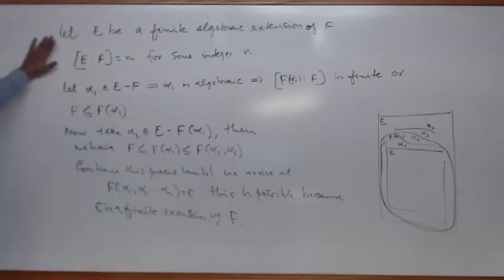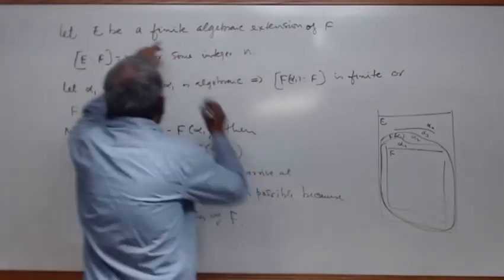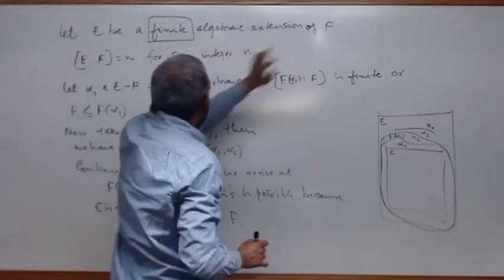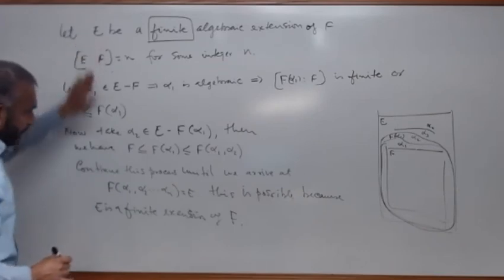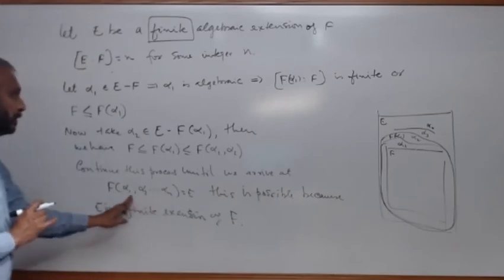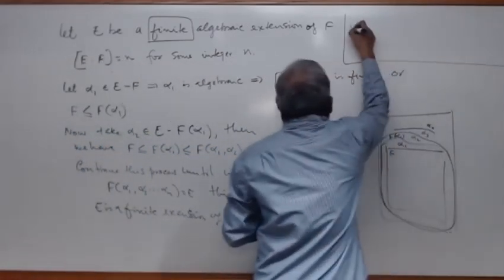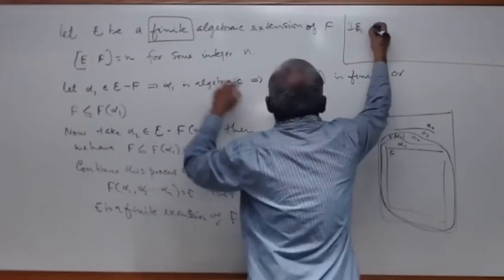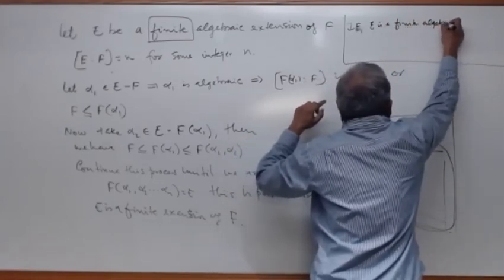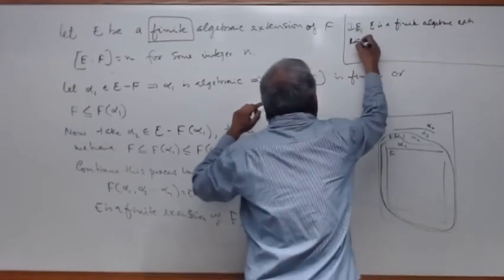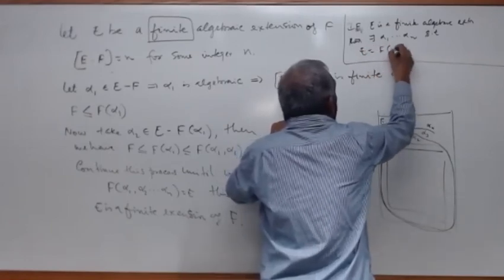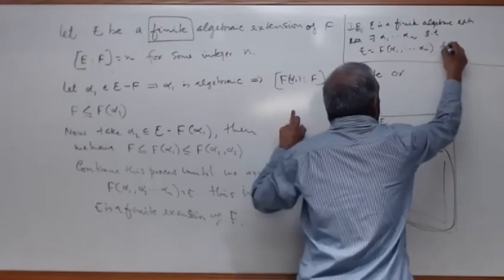So what does that mean? That means if E is a finite algebraic extension, let us use this word finite, of F, then E can be expressed as the extension of F by a finite number of elements. So if E is a finite algebraic extension, then there exist alpha 1, ..., alpha n such that E is equal to F(alpha 1, ..., alpha n) for some n.